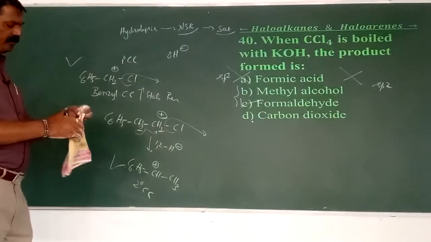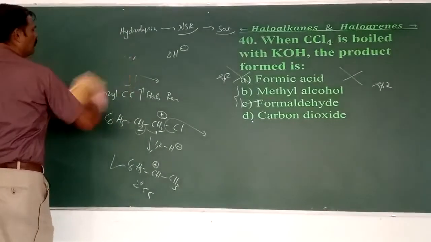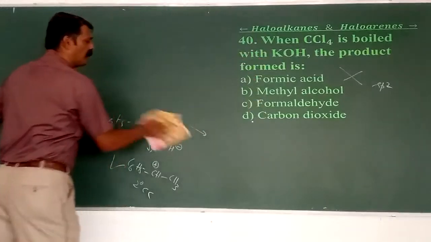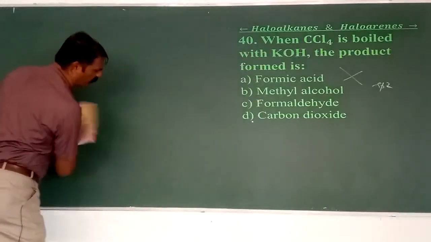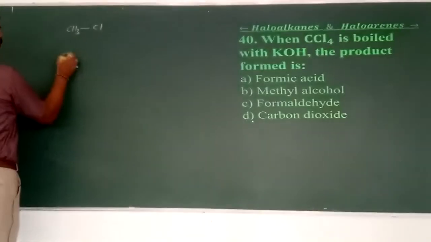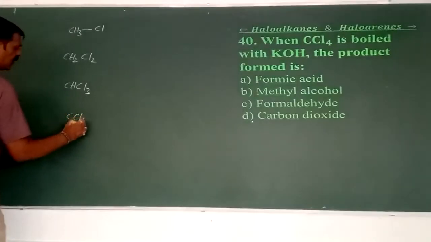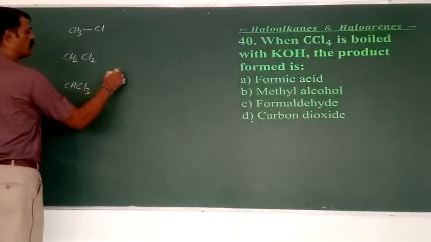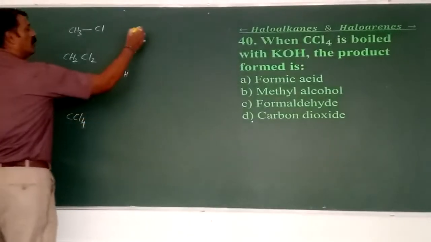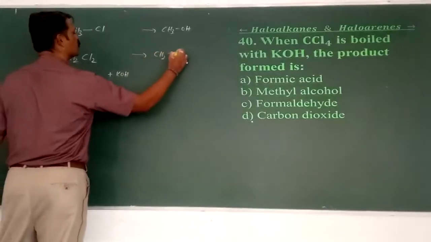When CCl4 is boiled with KOH, the product formed is what? What product is formed when each is treated with KOH? I will write all of these: CH3Cl, CH2Cl2, CHCl3, CCl4. What happens when they react with KOH? They form the respective alcohol, CH3OH. Yes, that is the product. So here it forms CH2(OH)2.